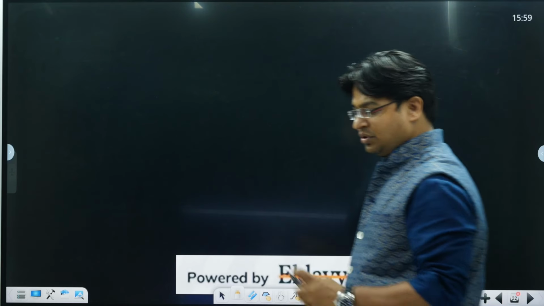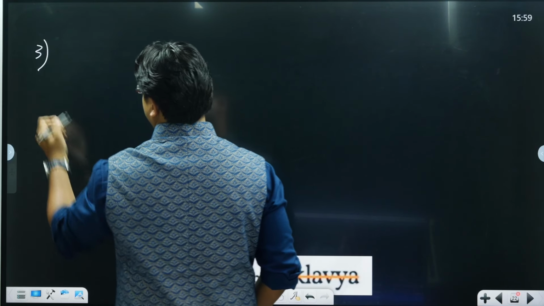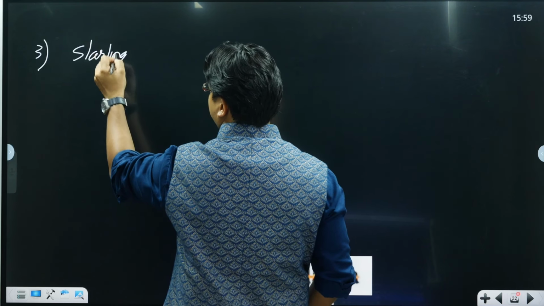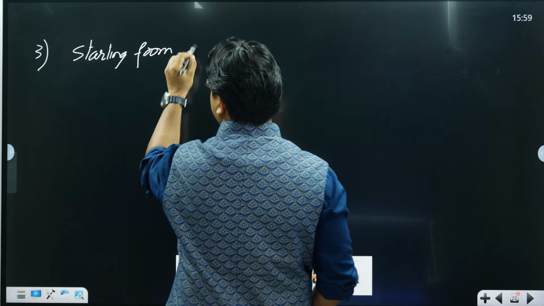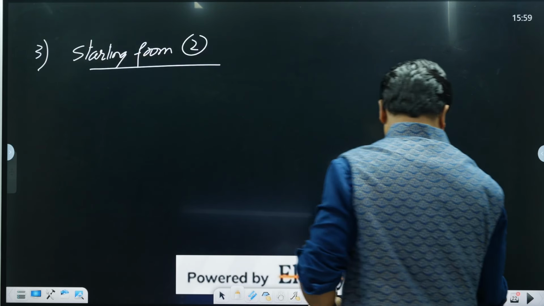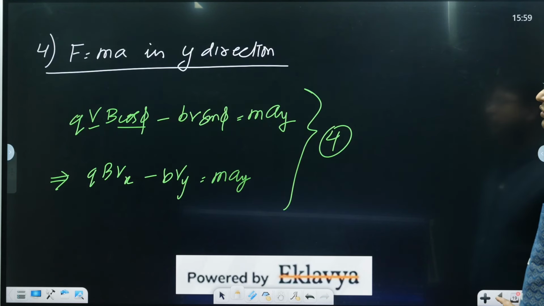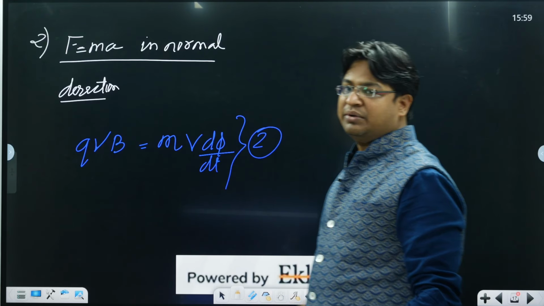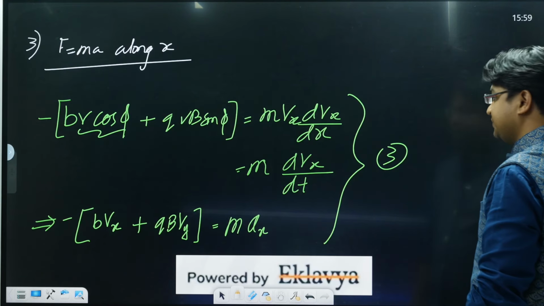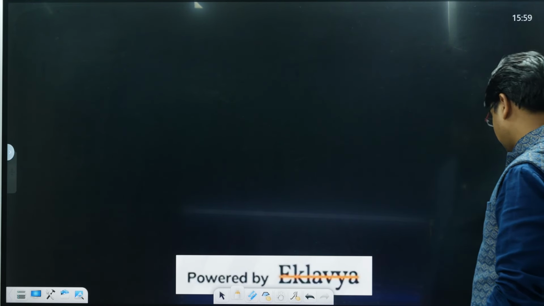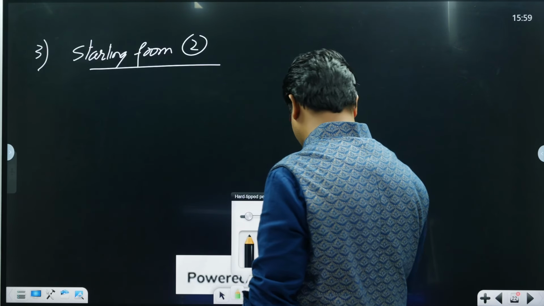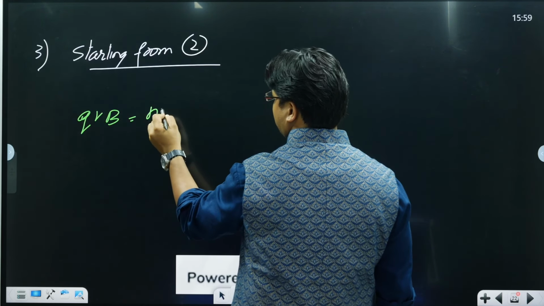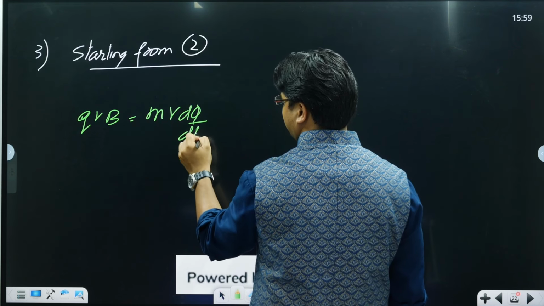What else can we do? My third solving strategy would be to start from equation 2. Let me go back and check. The equation in which we wrote along the normal, I think that was equation 2 only. So along normal we got QVB is equal to MV d phi by dt. So we'll start from here. QVB is equal to MV d phi by dt.